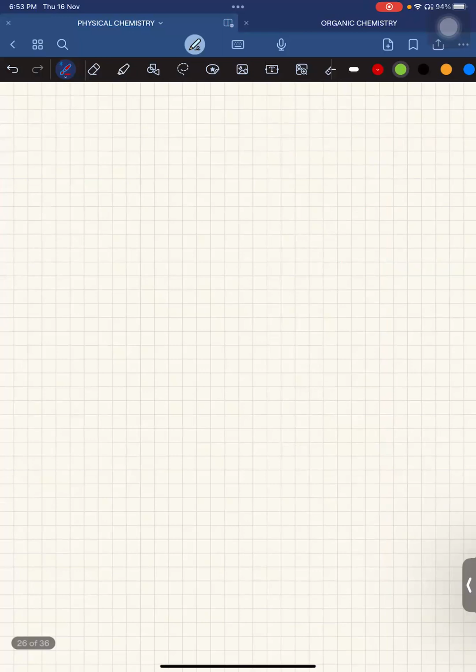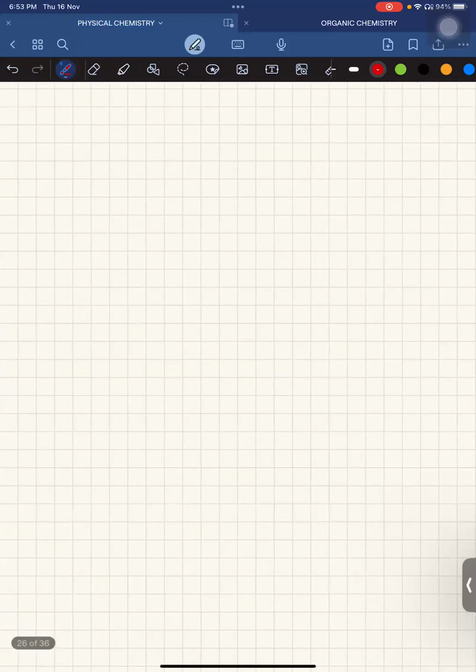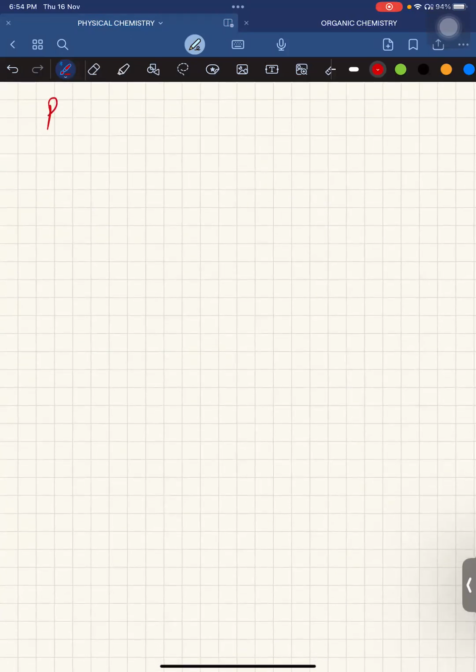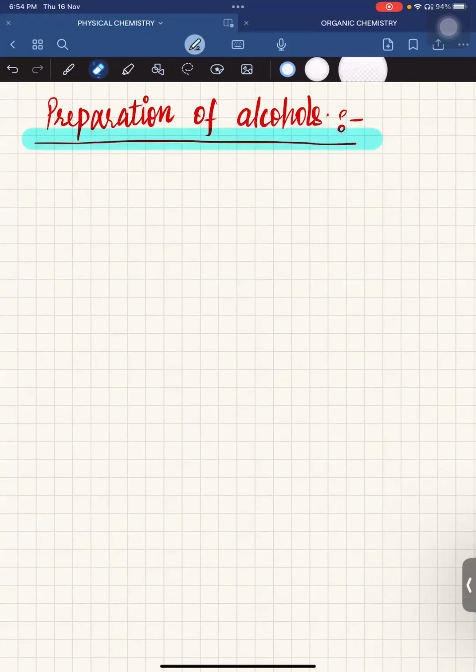Okay, let's start the new topic. That is your preparation of alcohols. So phenol is also there, but we are going to first prepare alcohol. Preparation of alcohols. So it's very easy basically. If you know the previous reactions, you can do this easily.